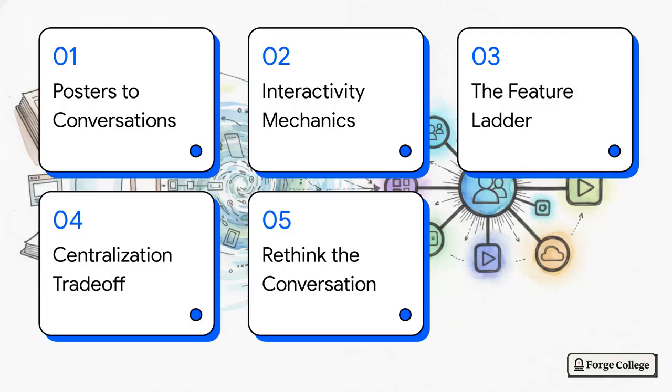Okay, here's our roadmap for today. First, posters to conversations. Second, the mechanics of interactivity. Third, the feature ladder. Fourth, the centralization trade-off. And fifth, rethinking the conversation.